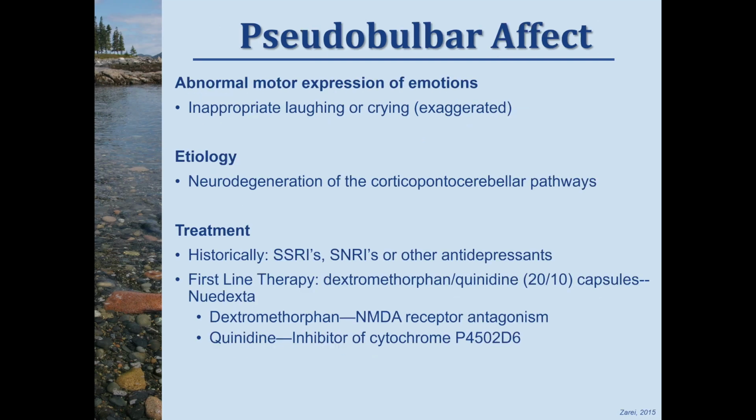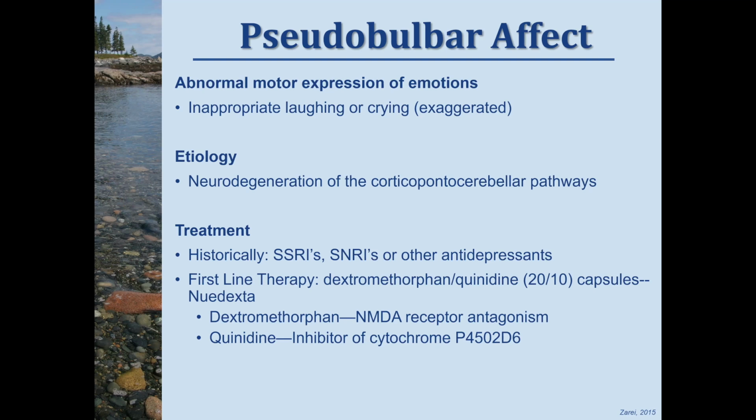Pseudobulbar affect. We see this in ALS, in some Parkinson's or movement type issues. It's really a neurodegeneration of the corticopontocerebellar pathways in which we see an exaggerated motor response to an emotional stimulus. So you may read a Hallmark greeting card and it might be a tearjerker, but patients will just start crying uncontrollably after reading that card, or somebody will tell a stupid dad joke and it's just uncontrollable laughter afterwards. It's almost that laughter or crying out of proportion for what you would see.